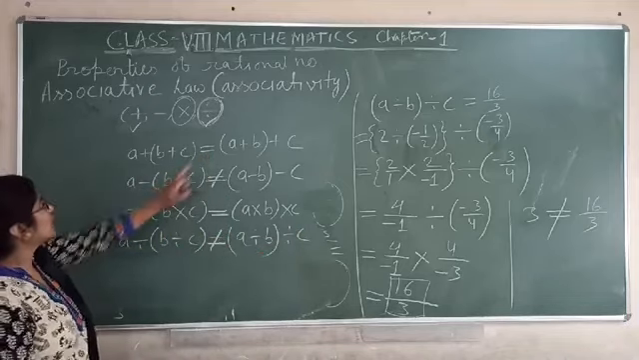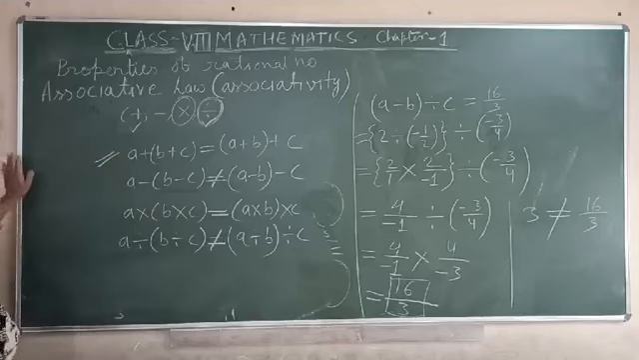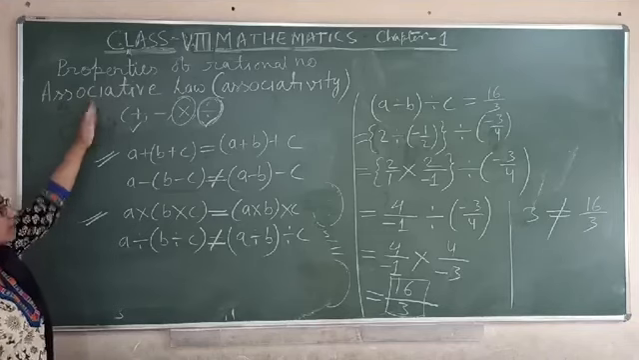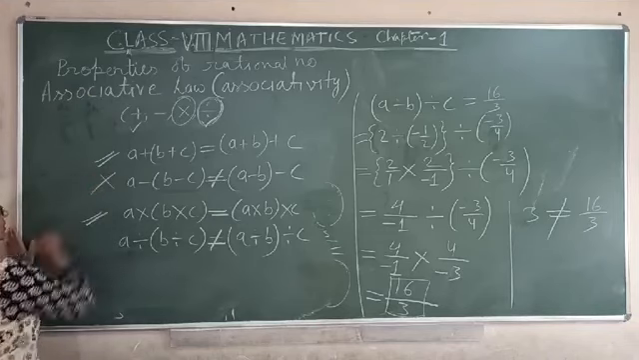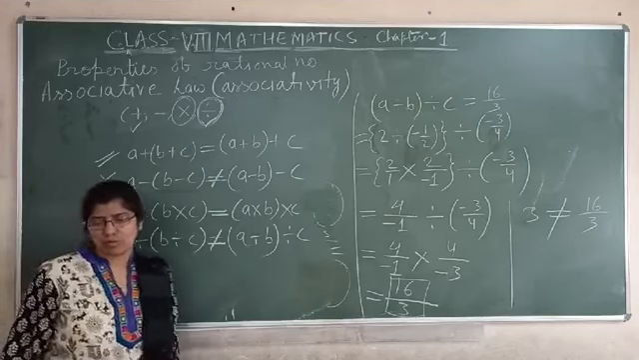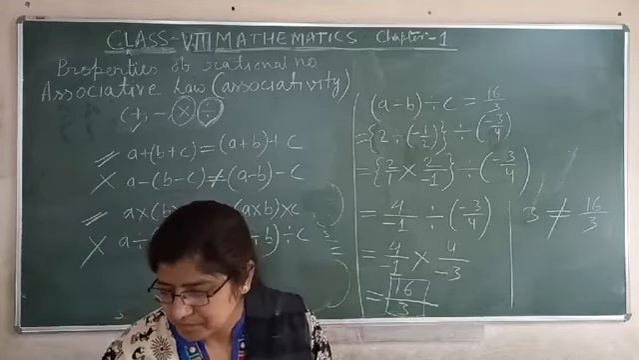Where you are getting an equal sign, for addition and multiplication, the associative law of rational numbers is applicable. Okay, revise the same thing at home. Any doubt?